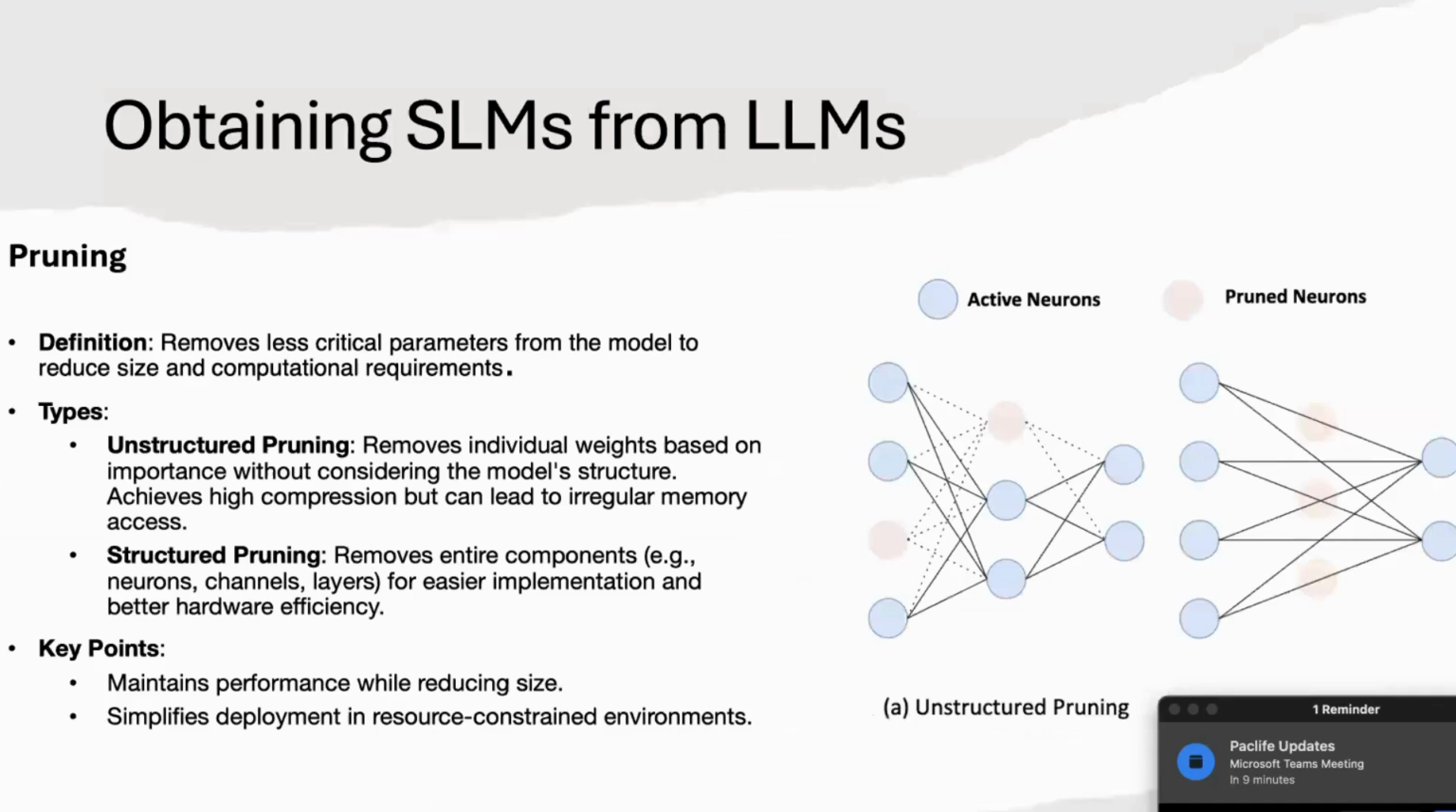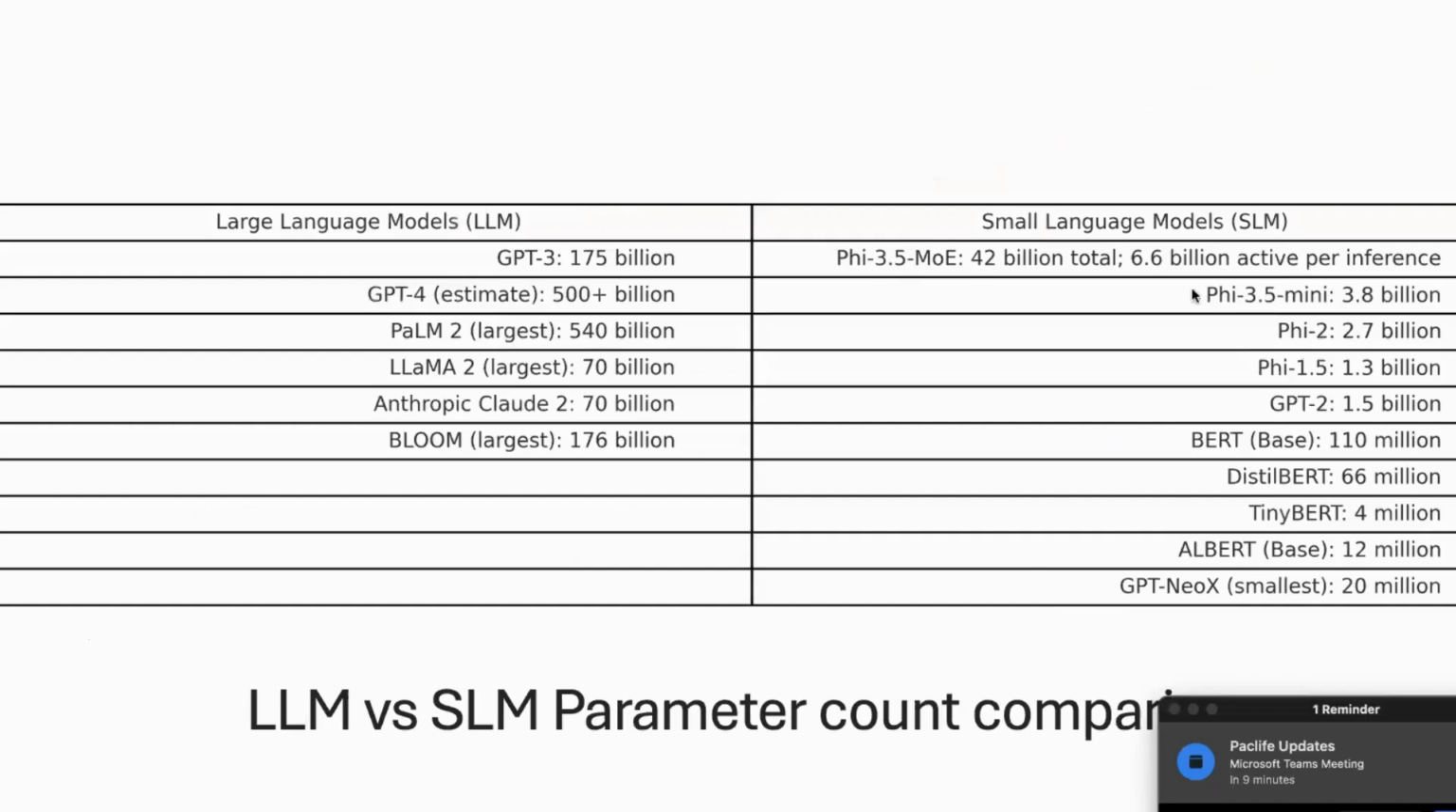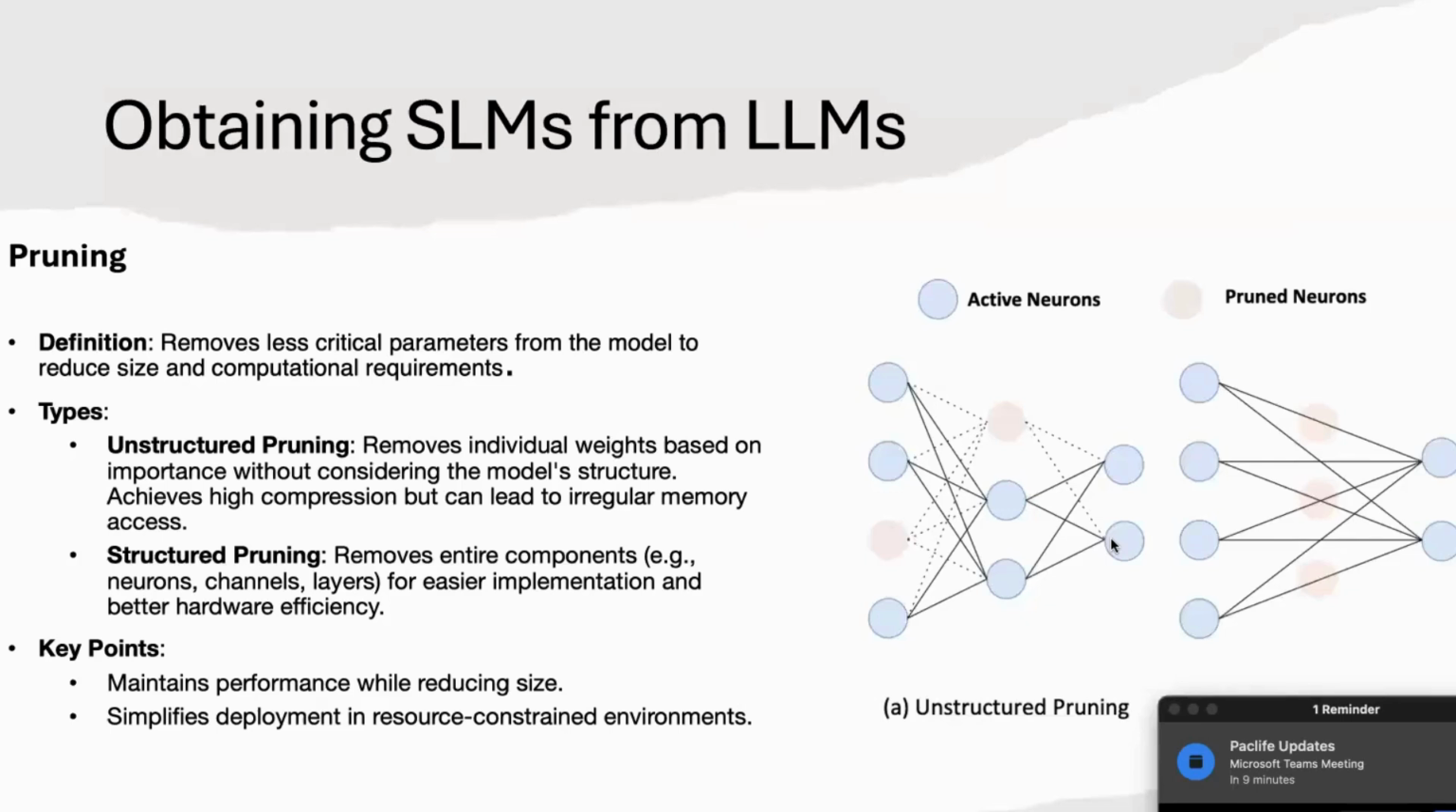So how are we generating these small language models? There are different techniques to build them. How did Microsoft build the Phi-3 model, which is a small language model? These are 3.8 billion, 2.7 billion, 1.3 billion parameter models. There are different techniques to do it. It's not specific to language models; this could be applied across any machine learning models too.